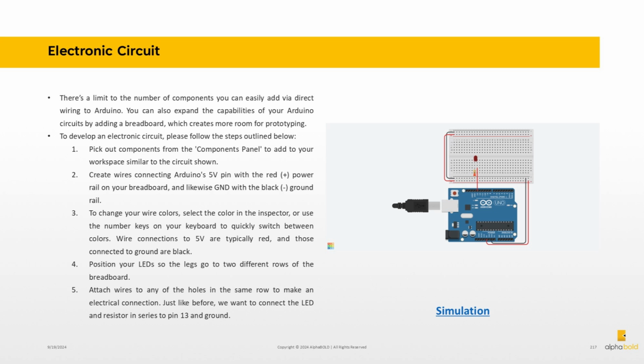Position your LEDs so the legs go to 2 different rows of the breadboard. Attach wires to any of the holes in the same row to make an electrical connection. Just like before, we want to connect the LED and resistor in series to pin 13 and ground.